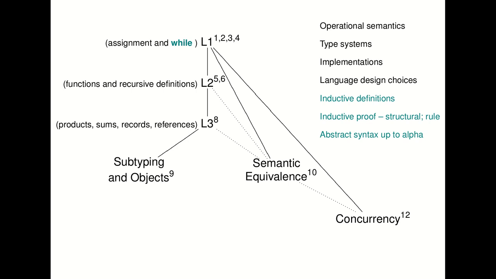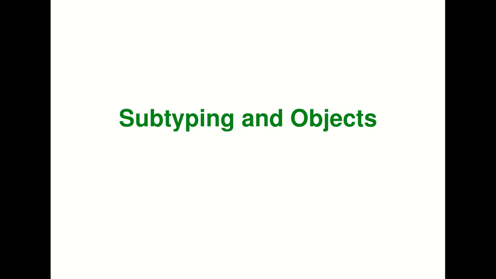Like, how do you specify what it means for a program to be concurrent? How do we talk about the atomicity or not of different actions? How do we model locking and use the semantics to actually prove things? And so now, I'm going to move right on to subtyping and object-oriented programming.